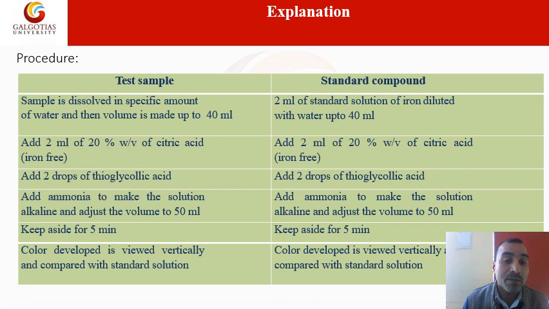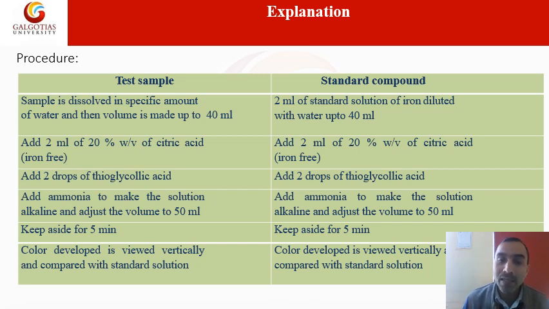We will take a sample that will be dissolved in a specific amount of water, and then the volume is made up to 40 ml. After that, in the Nessler cylinder, we will add 2 ml of 20% weight by volume citric acid, that will be iron free, followed by adding 2 drops of thioglycolic acid. Then we will add ammonia to make the solution alkaline and adjust the volume up to 50 ml with distilled water. After that, we will keep it aside for 5 minutes. The color developed is viewed vertically and compared with the standard solution.